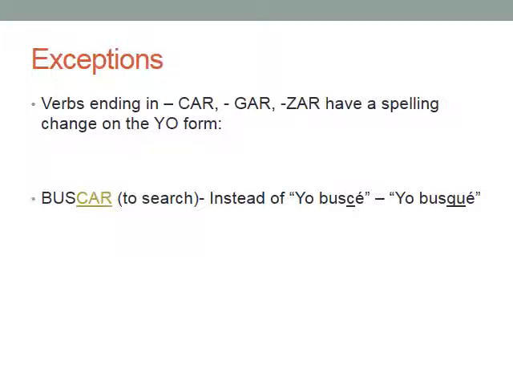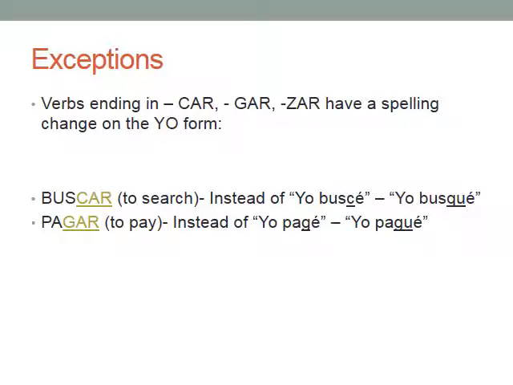However, we know that if you have a C in front of an E, like you have here, it makes the "say" sound. So that would actually be busé. So in order to keep the same phonetic sound, you have to change it to QU. Yo busqué. So it's not really irregular. It's just that you're having to change how you write it to get the sound that you want.